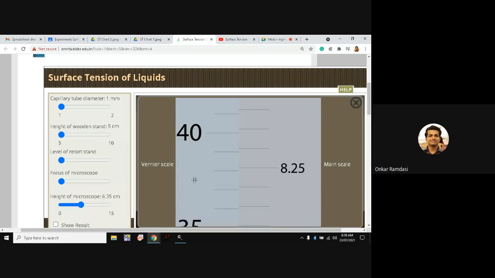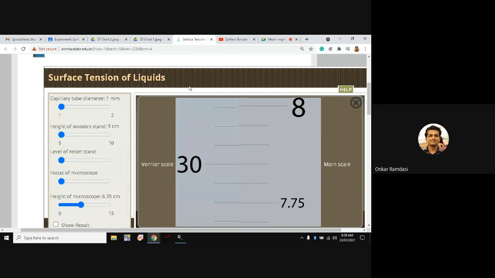Let's say the 8th line is matching, the 20th is matching, and the 25th is also matching. So you need to consider the 8th line, which is first coincident with the main scale. Out of those 50 lines, you need to check. But right now, as we have discussed, line number 30 is exactly matching with the main scale. So what will be my reading?